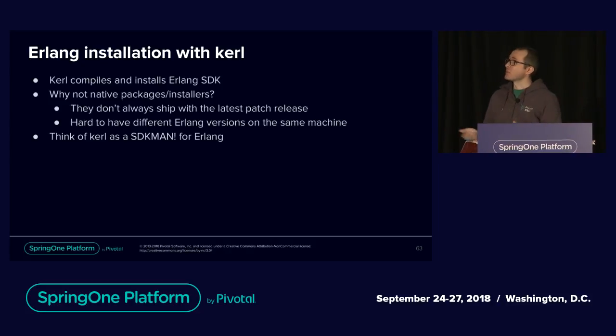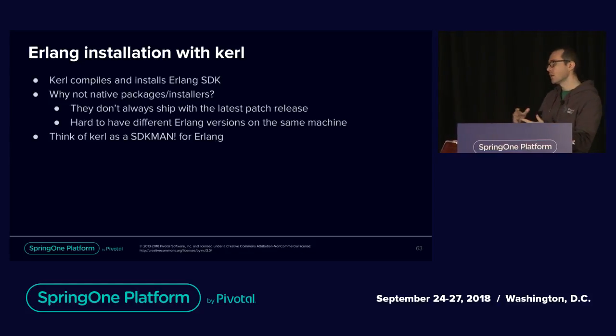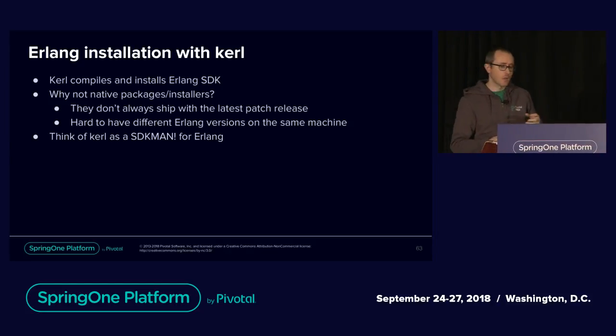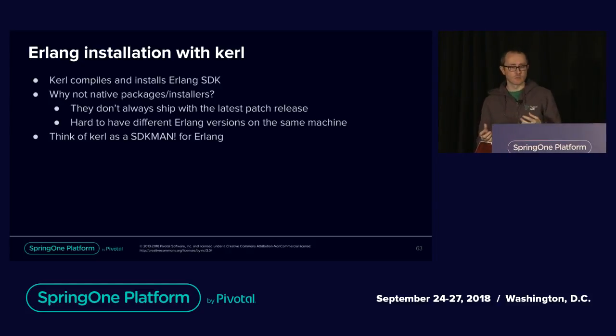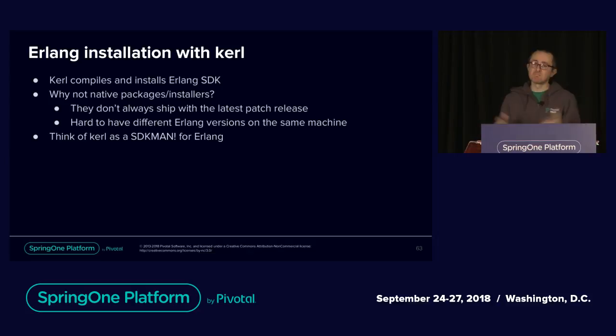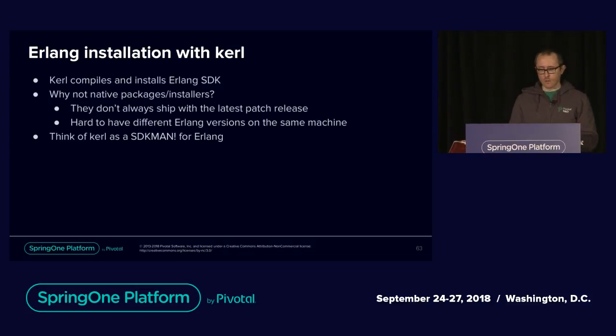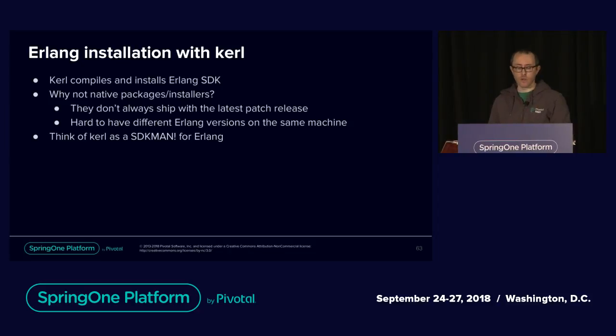Why not use packages or installers to install Erlang? Because there are many minor versions or patch versions for Erlang, and packages are not always up to date. And maybe you also want to use a very specific patch or branch on GitHub. So it can be useful to compile your own SDK. And maybe you also want to have different versions of Erlang on your laptop. So then comes kerl. Think of kerl as some kind of SDKMAN for Erlang.